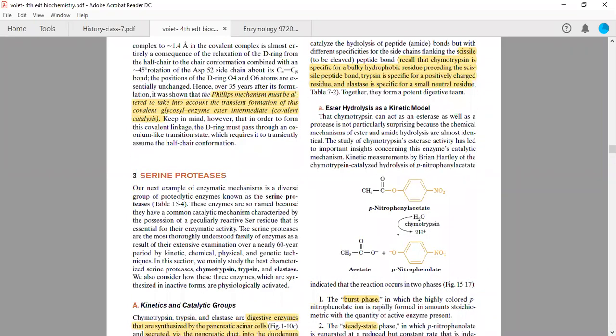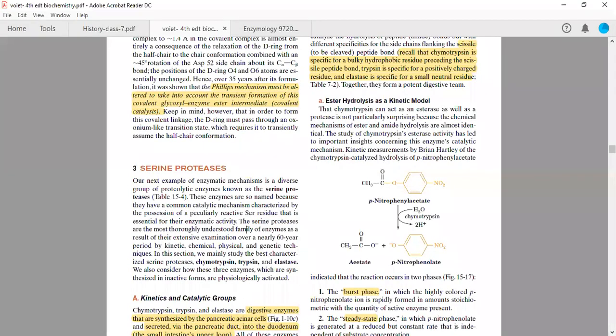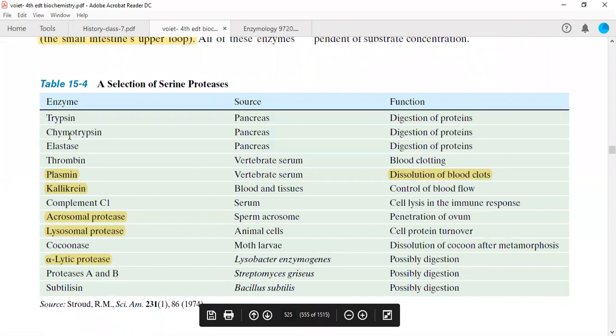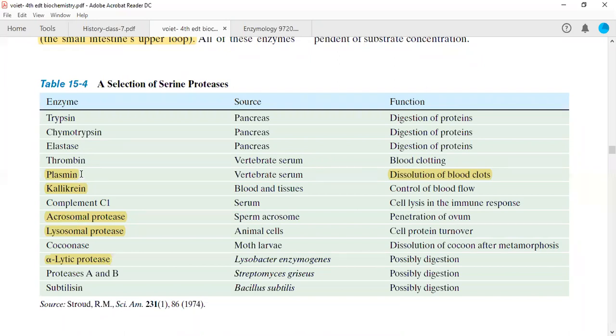Most of the enzymes which follow this are serine proteases. This is a complete table. It includes trypsin, chymotrypsin, elastase, thrombin, and some that are not shown in your pathfinder. So plasmin is an enzyme responsible for dissolution of blood clots. Once the blood clot is formed by the clotting mechanism, the enzyme plasmin is responsible for the dissolution or removal of blood clots. So it is a very important enzyme to remove all the clots from the circulation.